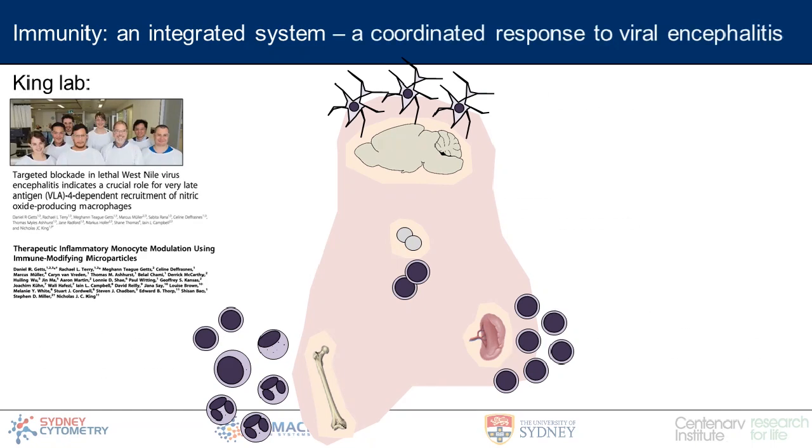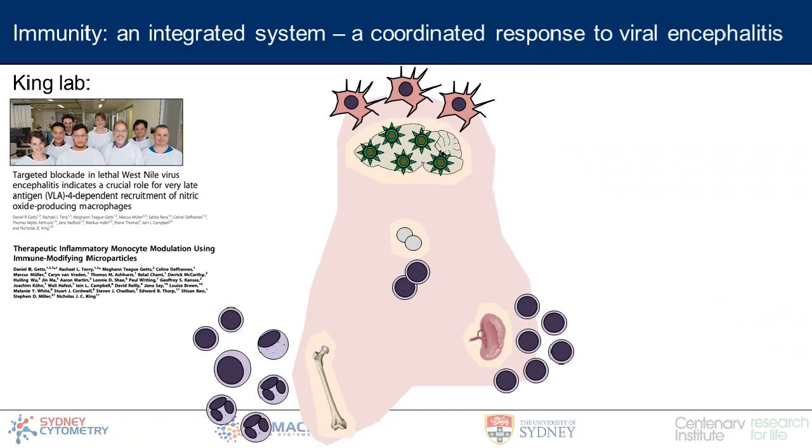Now, the laboratory of Professor Nicholas King has shown over many years that if you infect the central nervous system with a virus, and historically we've mainly used West Nile virus, but other viruses like Zika virus behave in a very similar fashion, not only do you get infection of cells locally with this virus, but you also get local immune responses. Microglia in the brain will respond to the presence of virus.